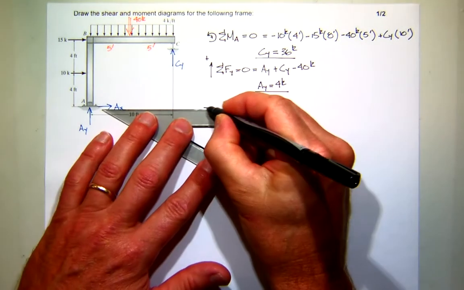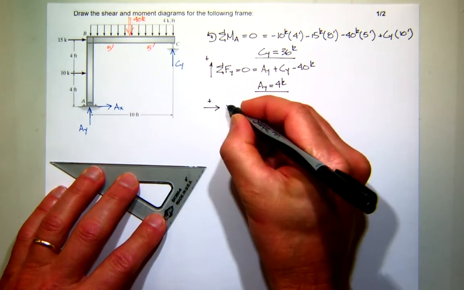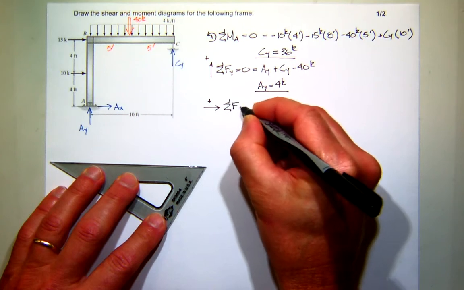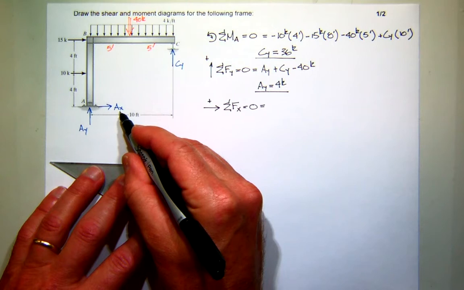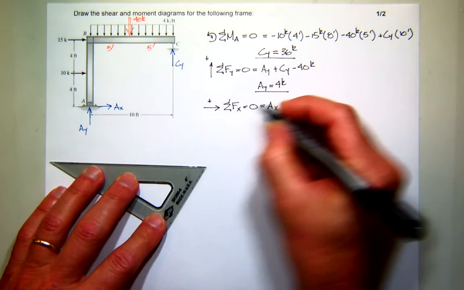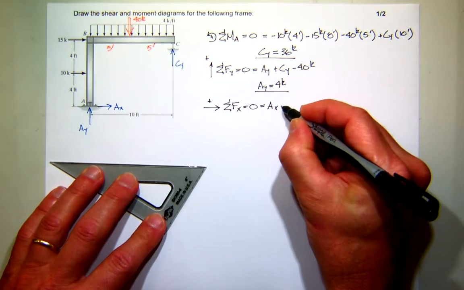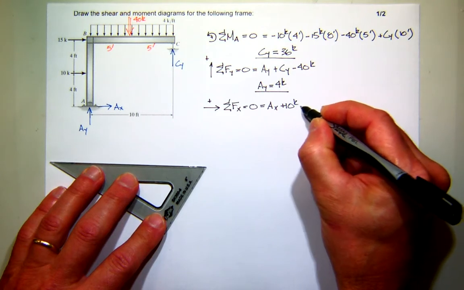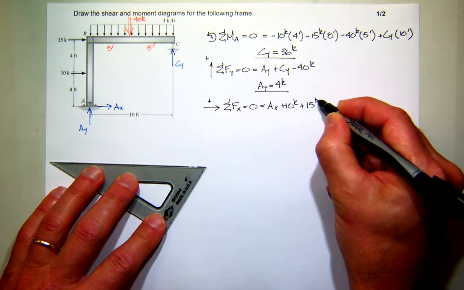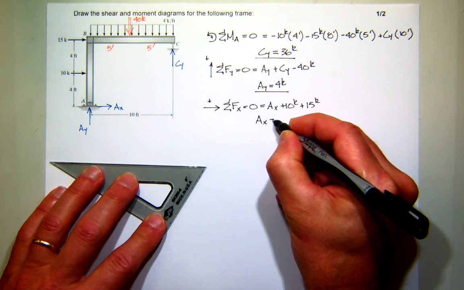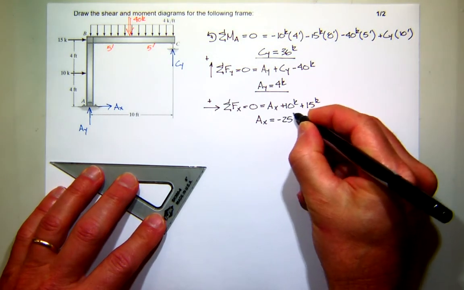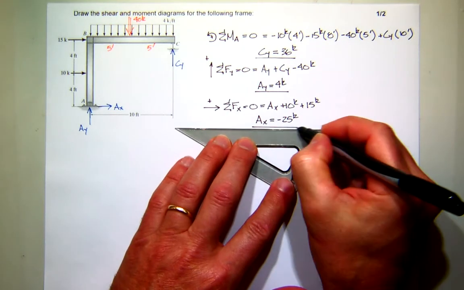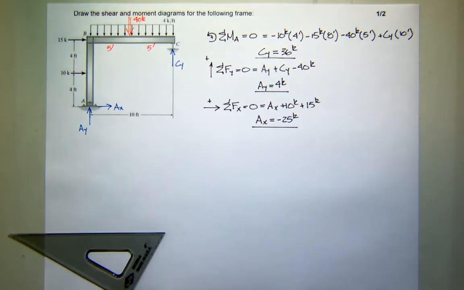And then we'll check equilibrium in the x direction by summing forces in the x direction. We'll say to the right is positive. So I'll start with AX, then plus 10, plus 15. So that says that AX is minus 25. Okay? Any questions about that? That's a pretty typical start.